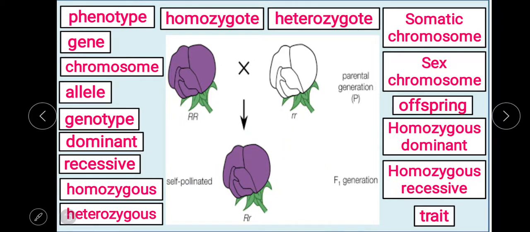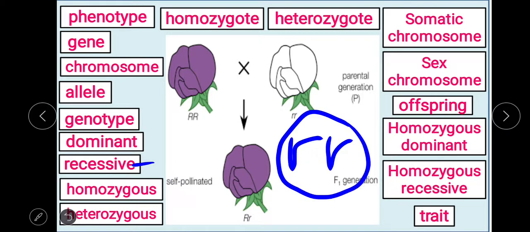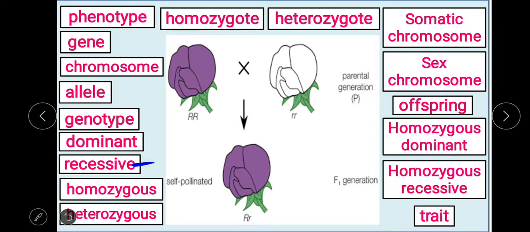Now, what about the recessive one? The recessive allele is represented by lowercase letters. In this example, we use two letter R, small letter R. Why is it recessive? Because the phenotype of this genotype is white. And we see that the offspring did not display white color because in this case, white is the recessive trait. It is represented by small letter R, small letter R.